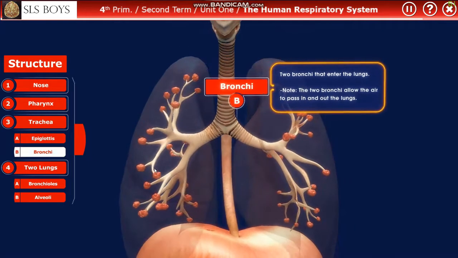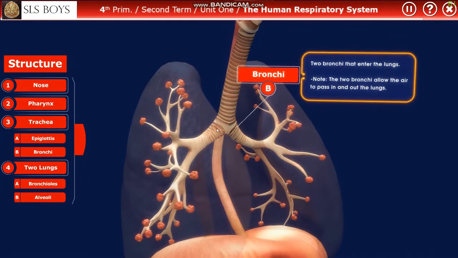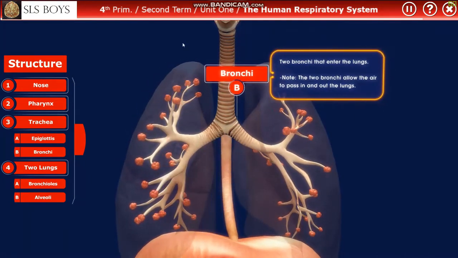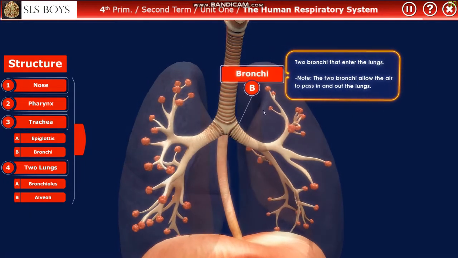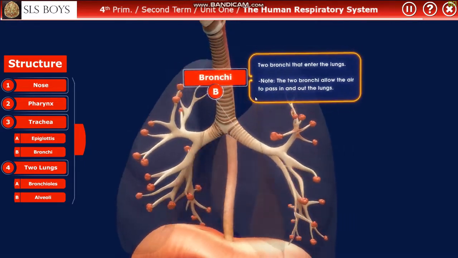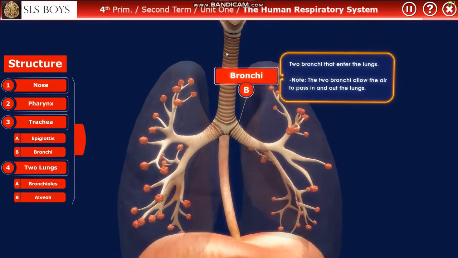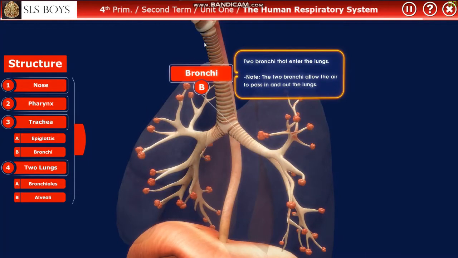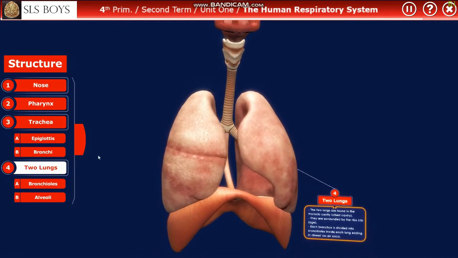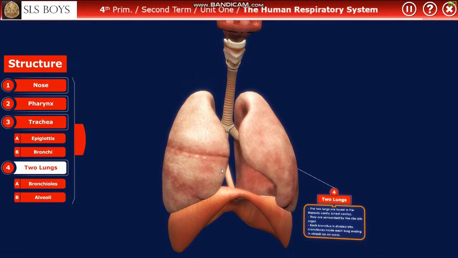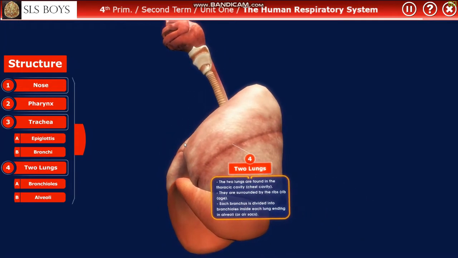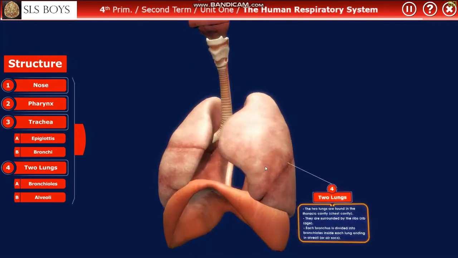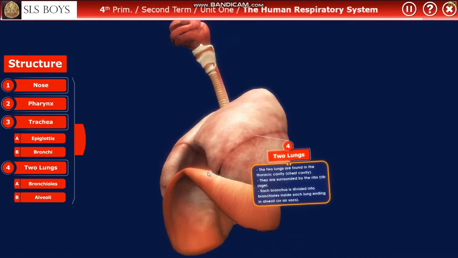Next we have the bronchi, which are the two branches that enter the lungs. The two bronchi allow the air to pass in and out of the lungs. They're part of the trachea. Next, we have the two lungs. The two lungs occupy the chest cavity.